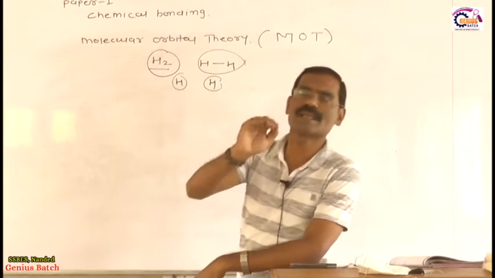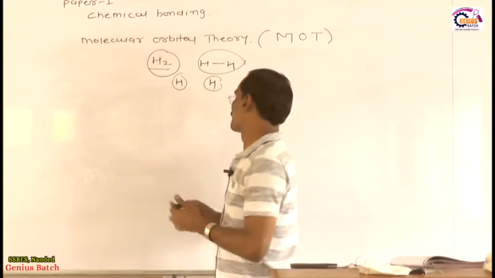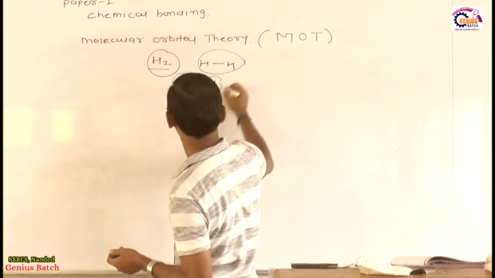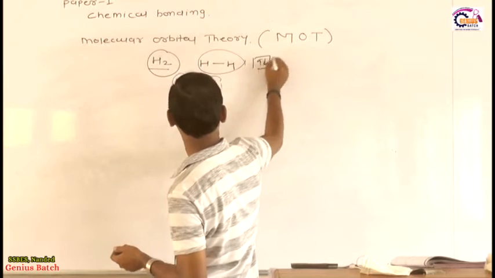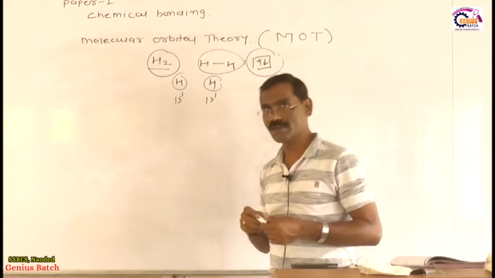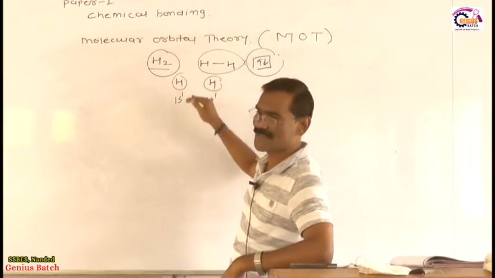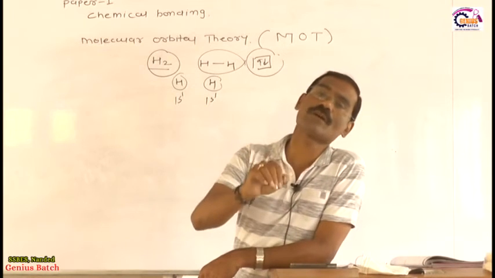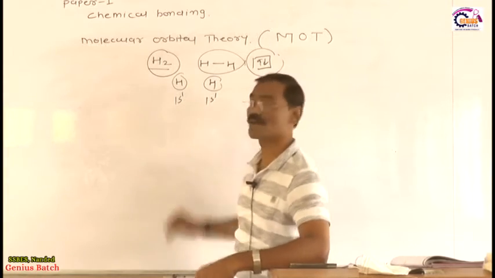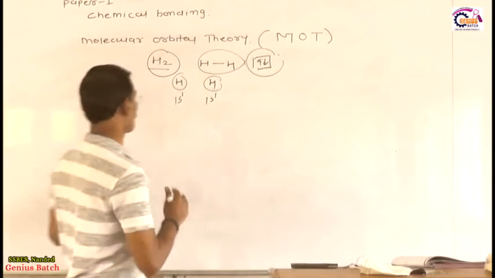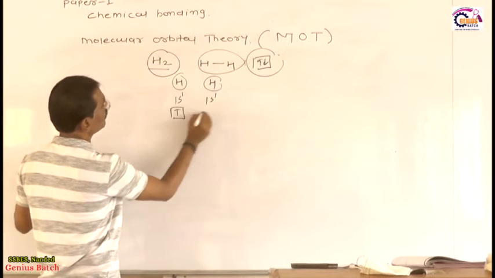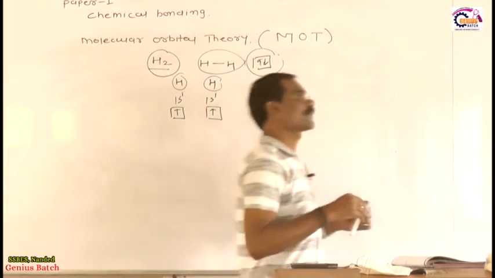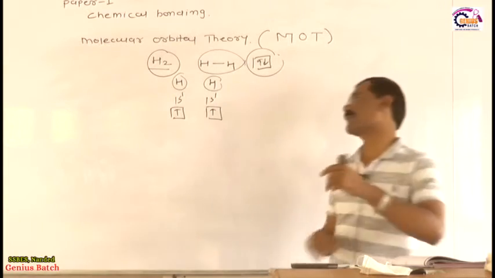Now listen, what is the difference between atoms and molecules? In this case the hydrogen electronic configuration is 1s1, but in the H2 molecule the electronic configuration becomes like this. Whenever the electron is present in an orbital of an atom, such an orbital is called the atomic orbital. What is the meaning of atomic orbital? Atomic orbital means the orbital of that particular atom, the electron-containing orbital of the atom.